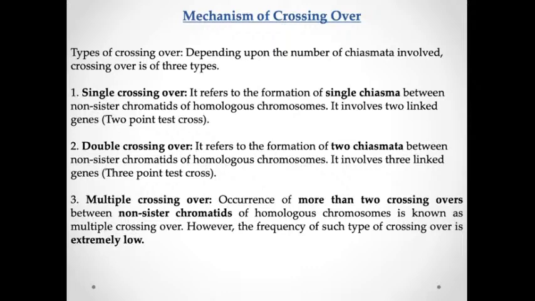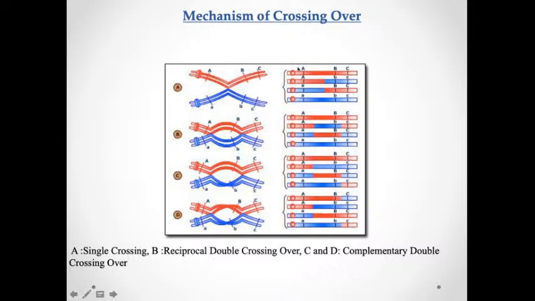Then there's a double crossing over. It refers to the formation of two chiasmata in that case between non-sister chromatids of homologous chromosomes. So it involves three linked genes. Then there is multiple crossing over, which is the occurrence of more than two crossing overs between non-sister chromatids of homologous chromosomes. But the frequency of such type of crossing over is extremely low. That doesn't happen in high amount. So this is single crossing over.